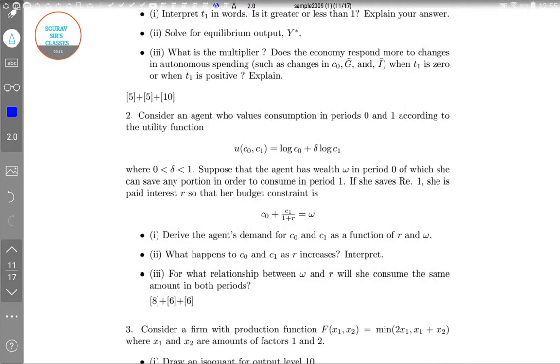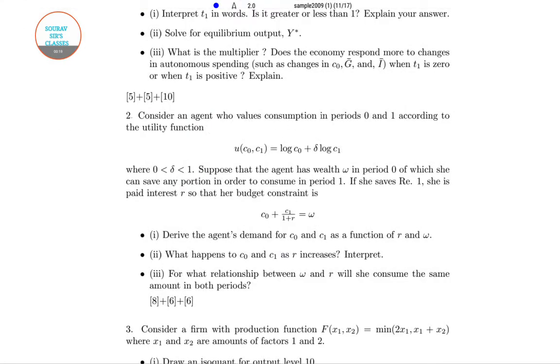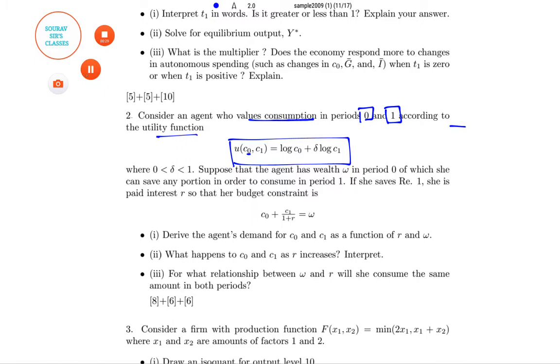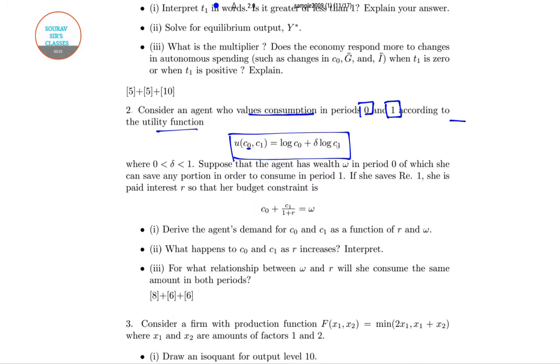In this question, it is given: consider an agent who values consumption in period 0 and 1 according to the utility function U(C0, C1) = log C0 + delta log C1. Here small delta lies between 0 and 1. Now suppose that the agent has a wealth W in period 0, of which she can save any portion in order to consume in period 1.